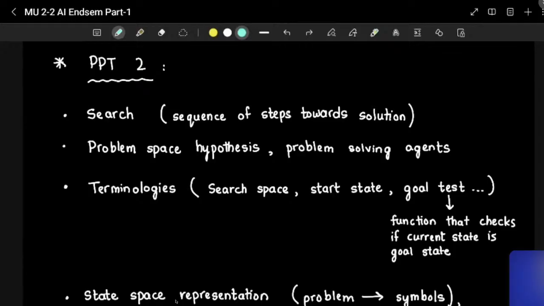PPT 2. There's something about search. What is search? In simple words, it's basically a sequence of steps that moves towards a solution. There's more theory you can read in the slides.